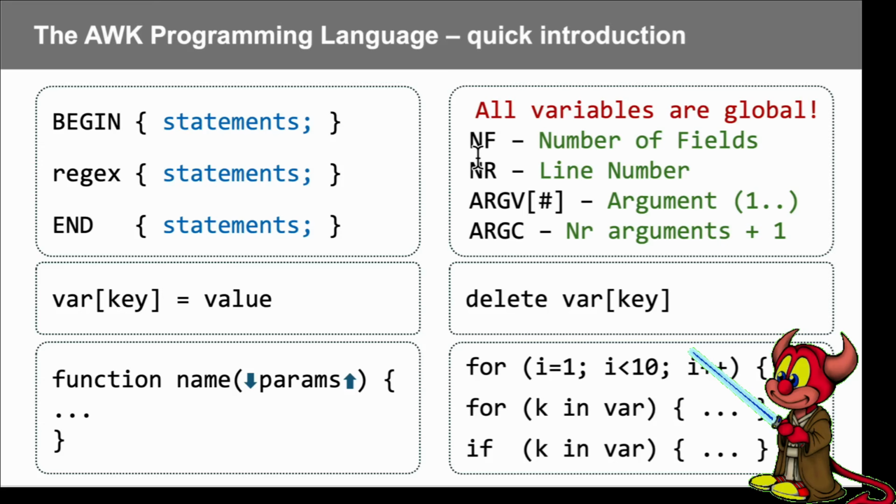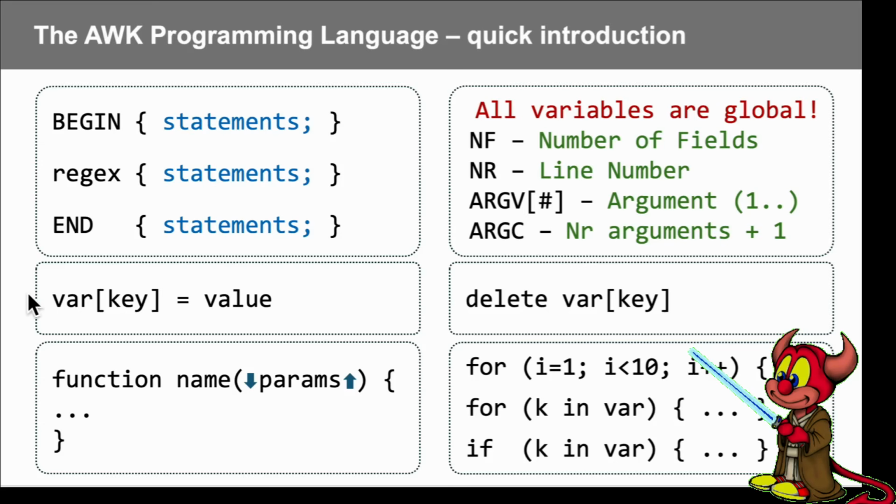AWK has a couple of variables. Notably, it has NF, meaning number of fields. We're going to have a look at this. It has NR, which is the line number. It has ARGC for the argument counter. Interestingly enough, it's the number of arguments plus one. And ARGV, where you can put a number, means the arguments you pass to the script. This array starts with the number 1 and goes to ARGC minus 1.